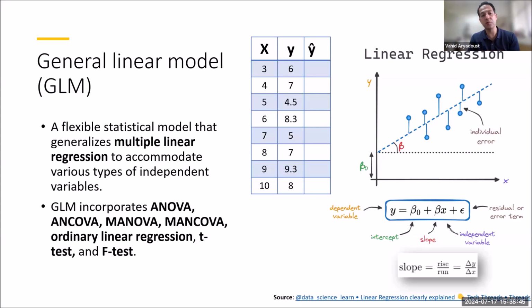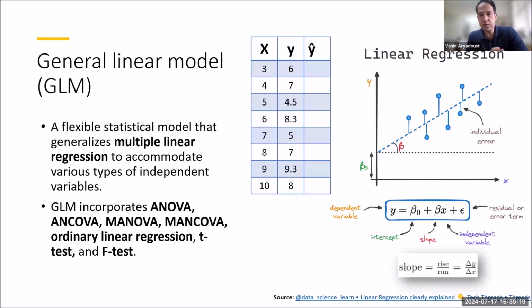But today we just want to focus on linear regression. So let me provide you with a formal definition of the general linear model. It's a flexible statistical model that generalizes multiple linear regression to accommodate various types of variables. On the right-hand side, you see a very basic graph in which I have two variables, the x variable on the horizontal axis and the y variable on the vertical axis.